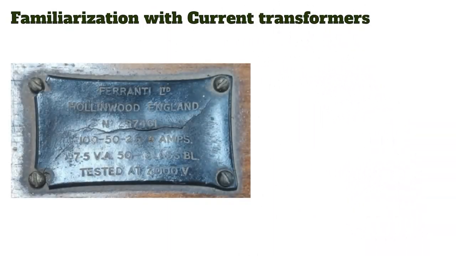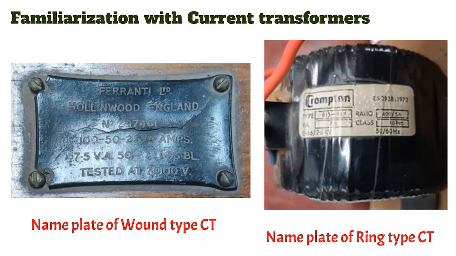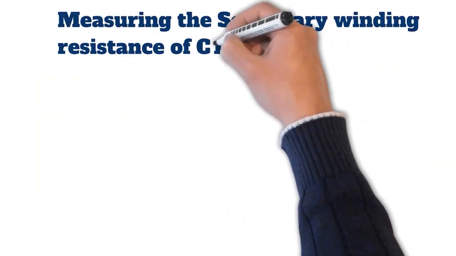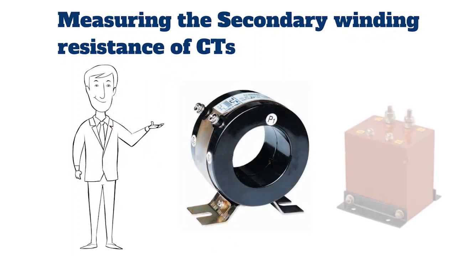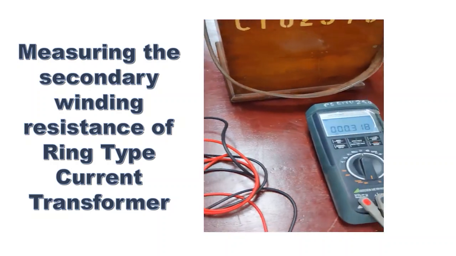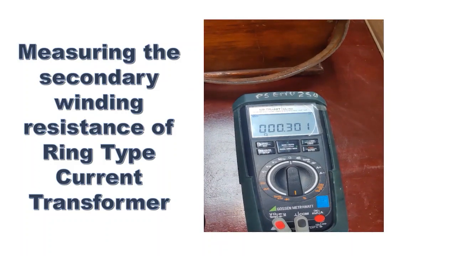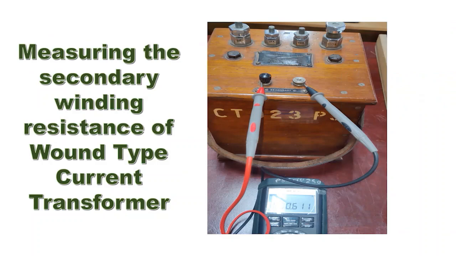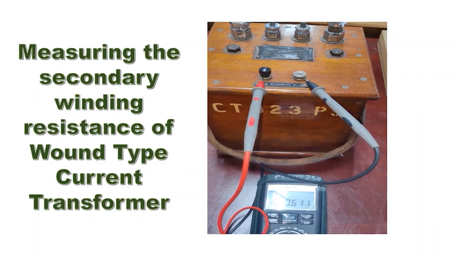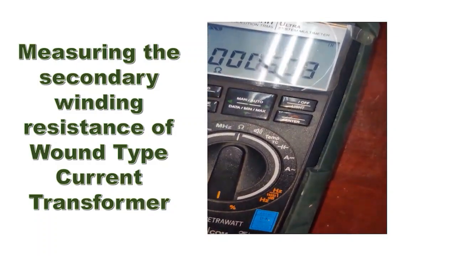First, let's familiarize ourselves with the CTs. You can observe the nameplates of the wound type and ring type CTs. Write down the details on the nameplates in your observation sheet. Then, let's measure the secondary winding resistance of the CTs. You can use the multimeter to measure the resistance. Write down the reading in your observation sheet. Then, in the same way, measure the secondary resistance of the wound type CT. Write down the reading in your observation sheet.